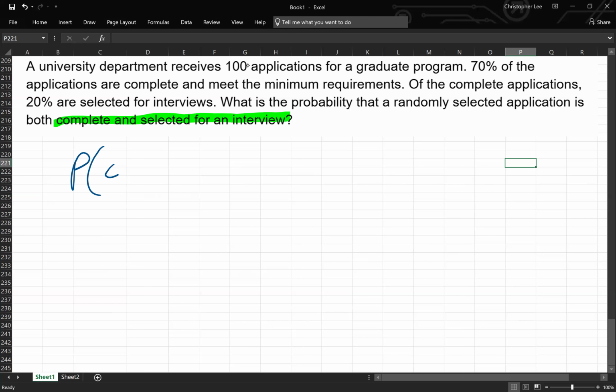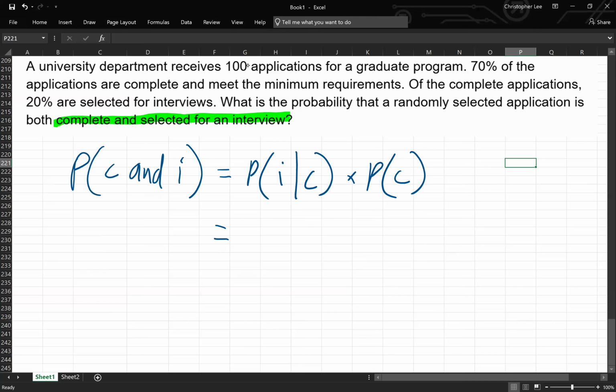So let's say complete and interview, right? Probability of interview given complete times probability of complete. I recommend writing it out, because what if you're wrong? If you're wrong, you won't get credit. At least I know that you understand what you're doing. You said it was 0.14? Yes, it would be that. I'll take that, or if you want to give me 14%, I'll take that too.